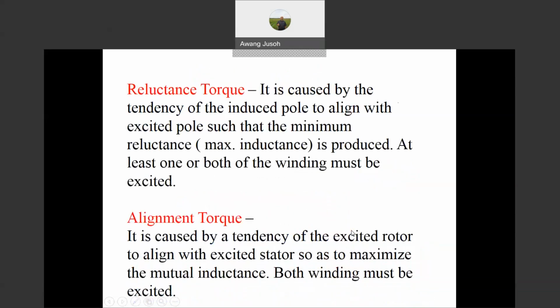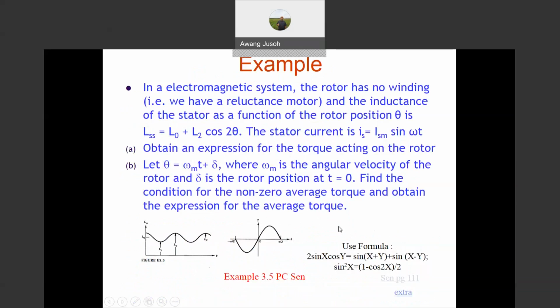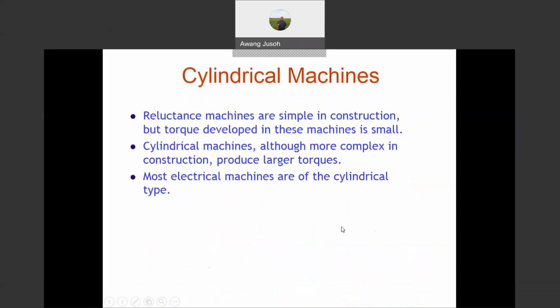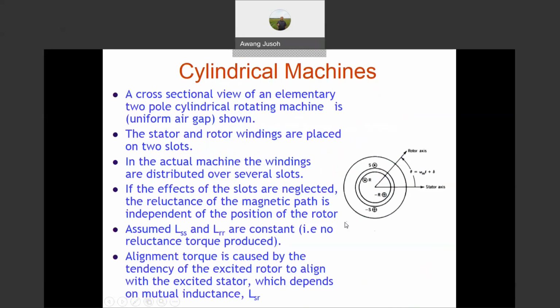Now we go into the torque of the cylindrical machine. As you know, a cylindrical machine produces more power and more torque, so in order to get more power and more torque, we definitely use a cylindrical machine. In the cylindrical machine, the structure is like that. You can see that you have the stator and rotor, where we have the stator winding and the rotor winding there. The angle between the axes of these two parts gives you theta. Theta is the difference between the stator axis and the rotor axis.